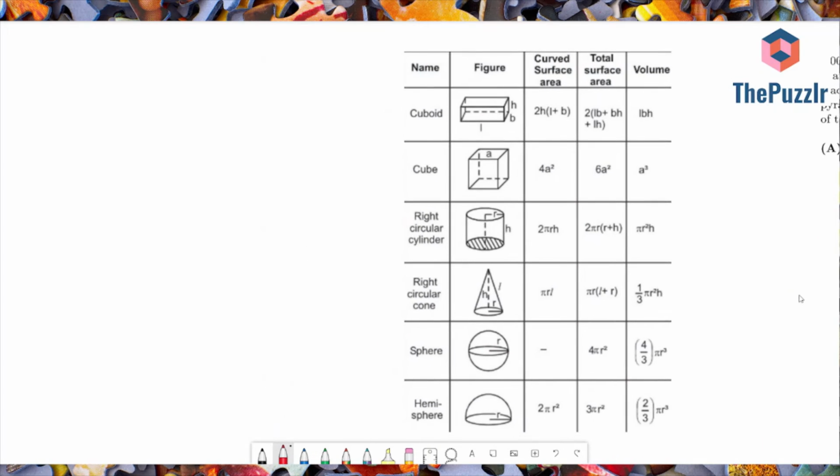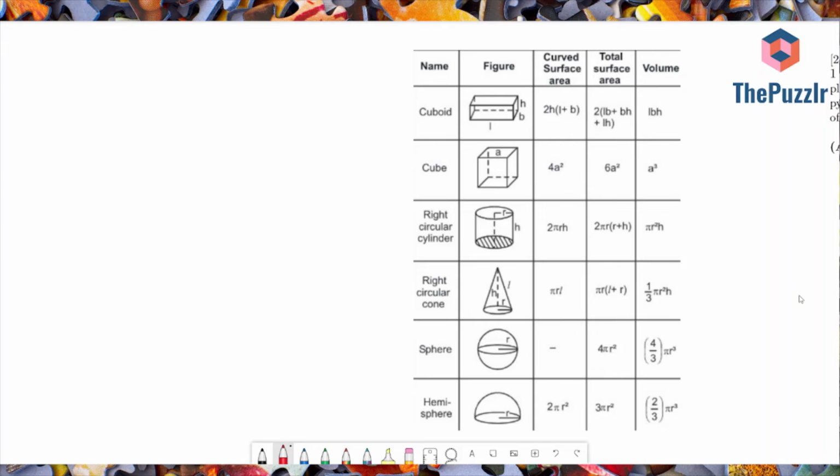So let's scroll here. A cuboid, which is a rectangular prism, has a curved surface area of 2h times (L plus B). You don't need to worry about the total column for this specific shape. The total surface area of a cuboid, or rectangular prism, is 2 times (LB plus BH plus LH), and the volume is L times B times H.